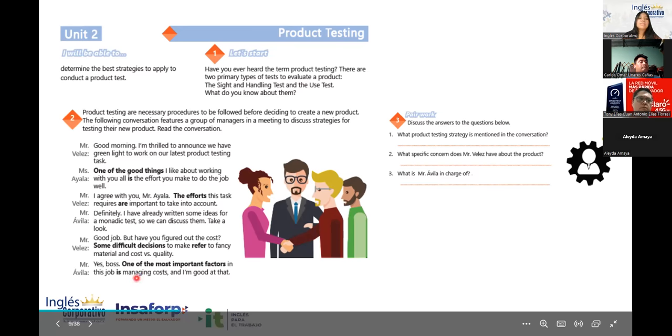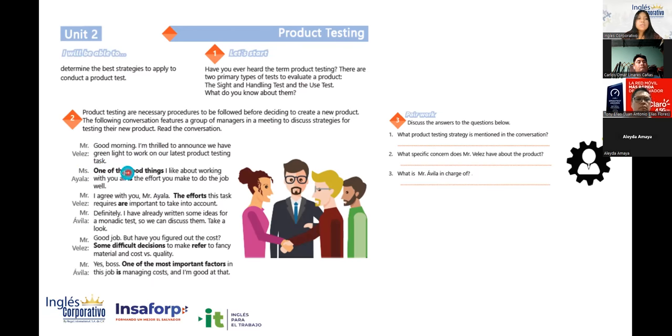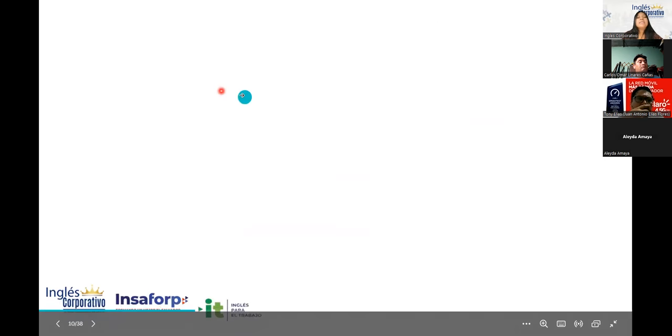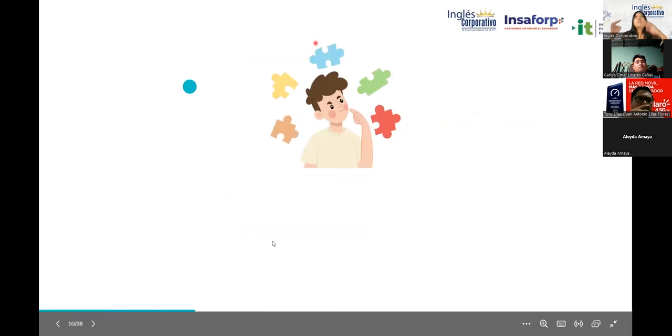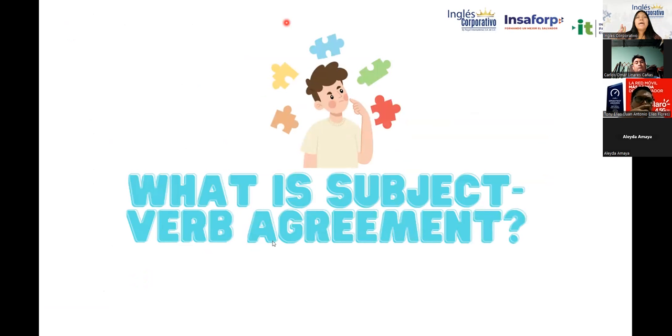Okay. Excellent. So now, guys, you see some phrases right here in bold. Basically, those are phrases that we are going to study today. And these types of phrases are related to complex subject agreement. But first, what is subject agreement? What is subject verb agreement in English? What comes to your mind when you hear subject verb agreement? Be an adjective. Okay, can be an adjective.